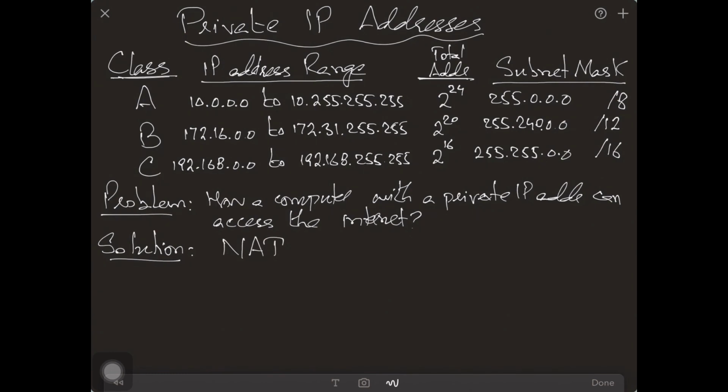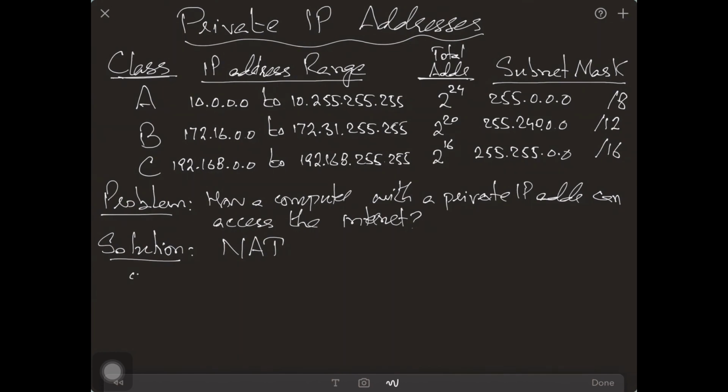NAT basically allows a single device called a gateway computer or a router, having a public IP address, to act as an agent between the internet and the local or private network. So this means that a single public IP address can represent an entire group of computers. This is done for both economy and security purposes.